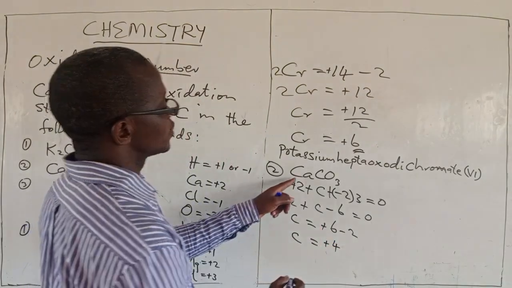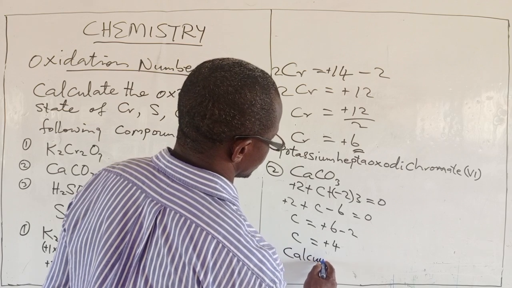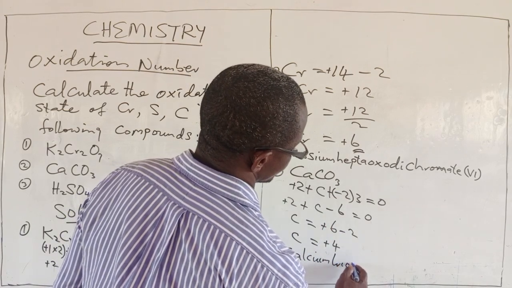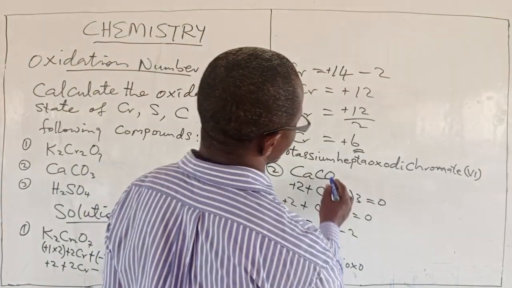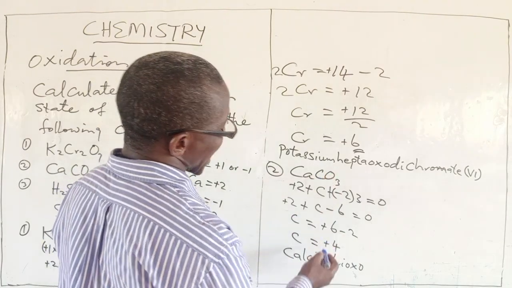And the name is calcium trioxo. 3 means tri. Oxo. Oxygen turns to oxo. Trioxo carbonate.